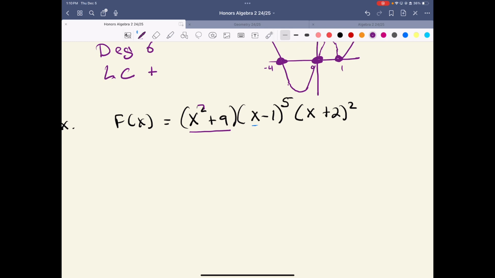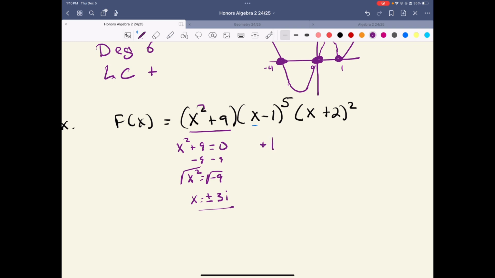Negative 3i. So remember what it means to find the zeros. You have to set that equal to 0. So we subtract 9 from both sides, so x squared equals negative 9. Remember when you take the square root, it has to be positive or negative 3i. Do you have any idea where to graph that? No, I don't either. This one's straightforward.